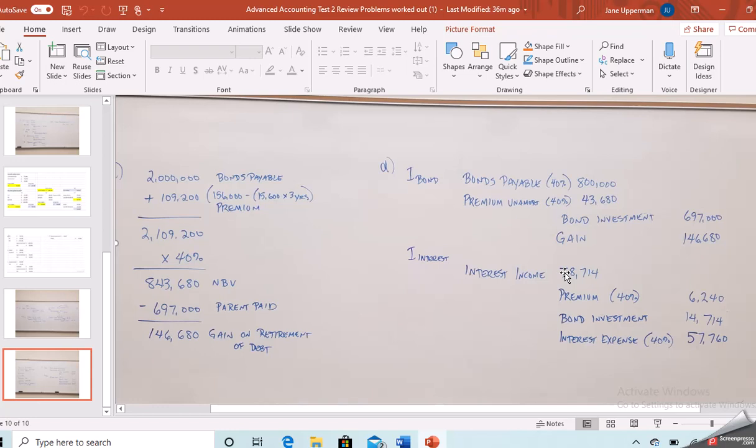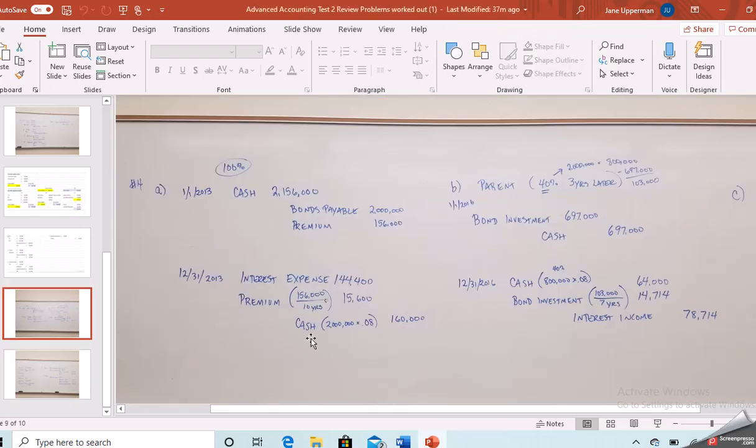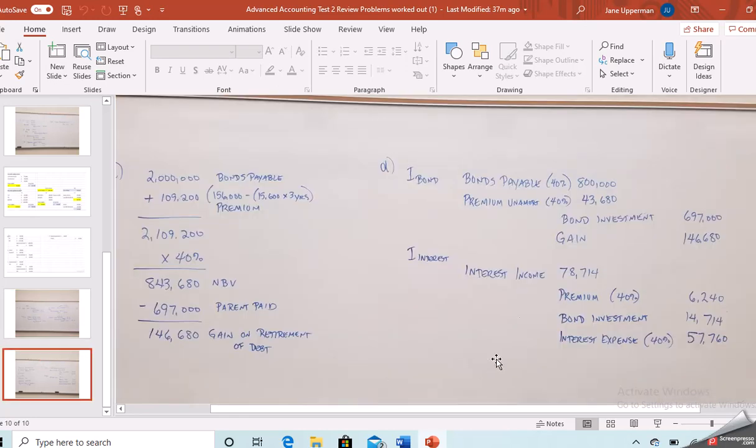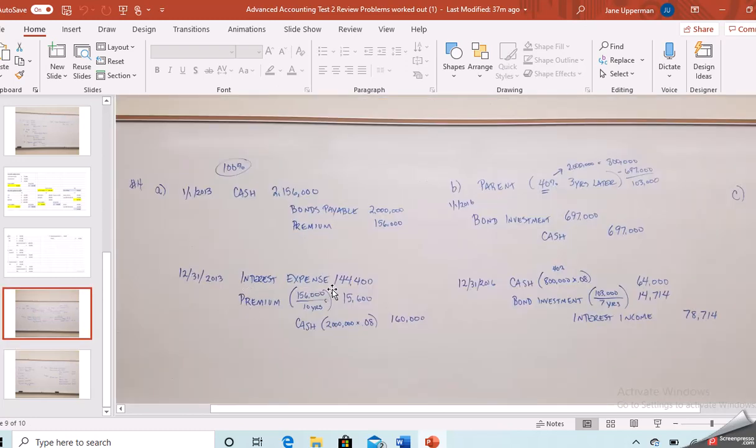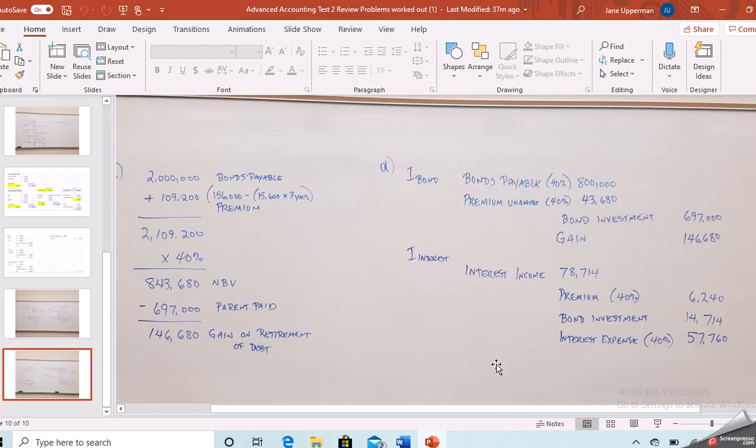Okay, then we eliminate our interest income to our interest expense. So I always start this by doing those two, because I know those are going to have to be eliminated. So again, if I flip back over here, I'm going to eliminate this entire interest income. So the $78,714 is where this comes from. Then if I flip back again, I can't eliminate all of the interest expense because some of it still exists with outsiders. I can only eliminate the 40%. So then if I come over here, that's what this $57,760 is, the 40%. Then I'm just eliminating the amortizations between those two.